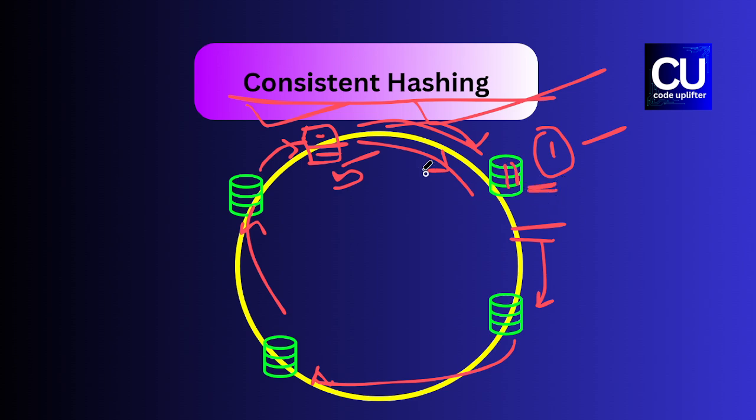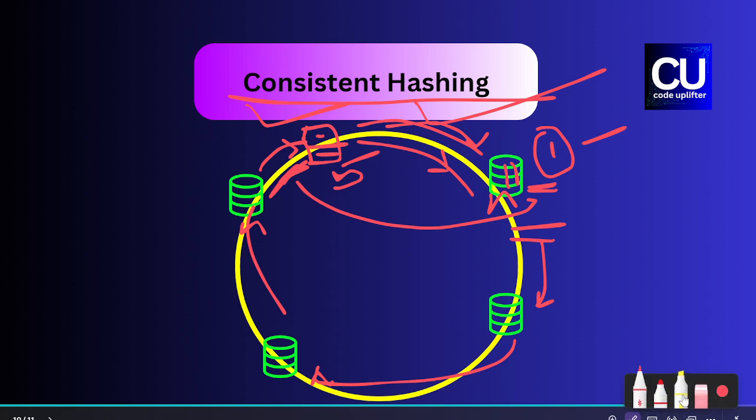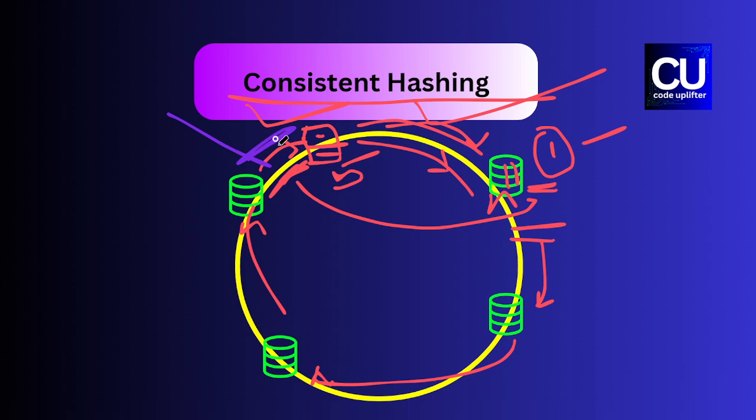Up to a certain range, the data which is already there in the first DB is never going to be migrated. It is not required to be migrated to the fifth shard. But the data in this range, which is already present in shard 1, needs to be migrated to shard 5. So only this small portion of data needs to be migrated from shard 1 to shard 5.